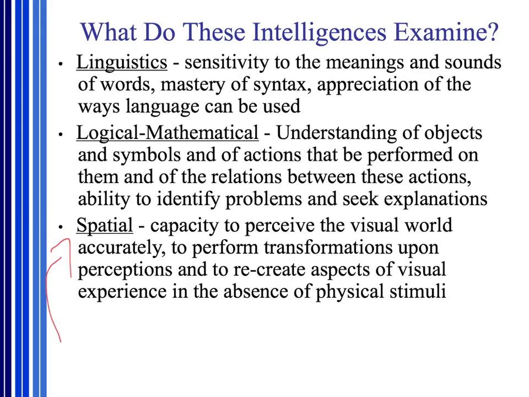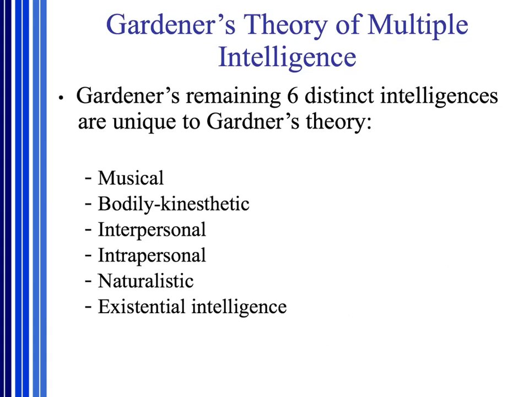Spatial intelligence is the capacity to perceive the visual world accurately, to perform transformations upon perceptions, and to recreate aspects of visual experiences in the absence of physical stimuli. So if engineers can put things together in their head, or if quarterbacks can accurately throw a 50-yard pass and hit their receiver right on the money, then they probably have a high degree of spatial intelligence. But there are other types of intelligence as well. We only covered 3. What are the remaining 6? The remaining 6 are musical, bodily or kinesthetic intelligence, interpersonal and intrapersonal, naturalistic, and existential intelligence.